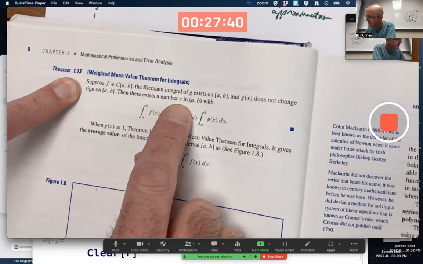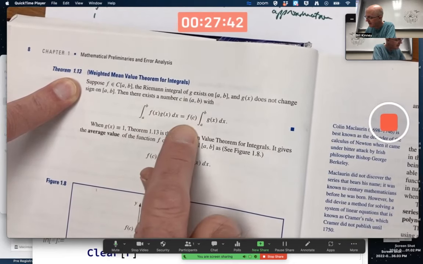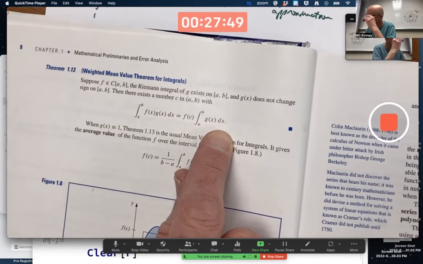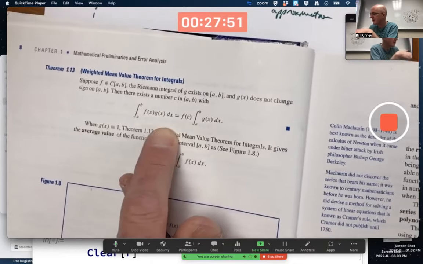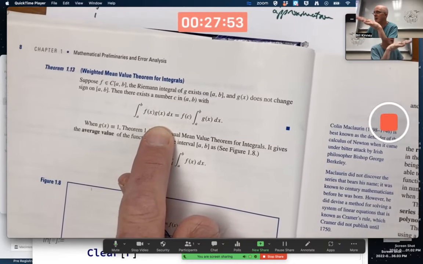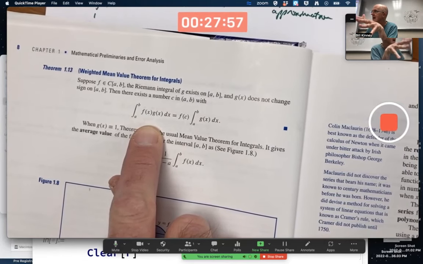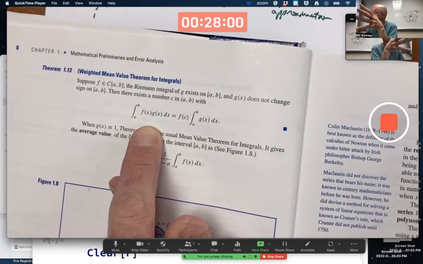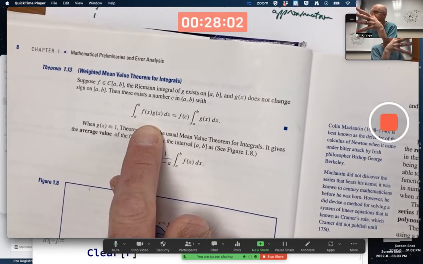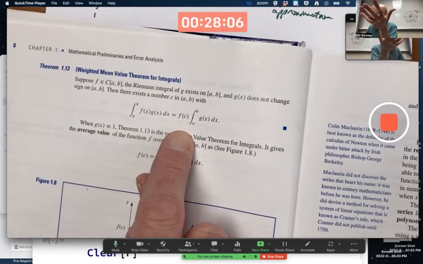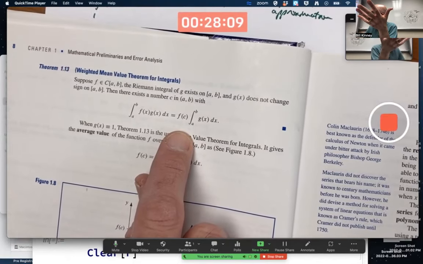Then there exists some number c between a and b where this integral equals this constant times that integral, f of c times the integral of g. We're not going to prove this, but intuitively, it's like you're approximating f of x with the constant f of c over the interval. And because f of c is a constant, it's like you're factoring it out. And you have to prove that you can do that. But that's kind of the intuition.